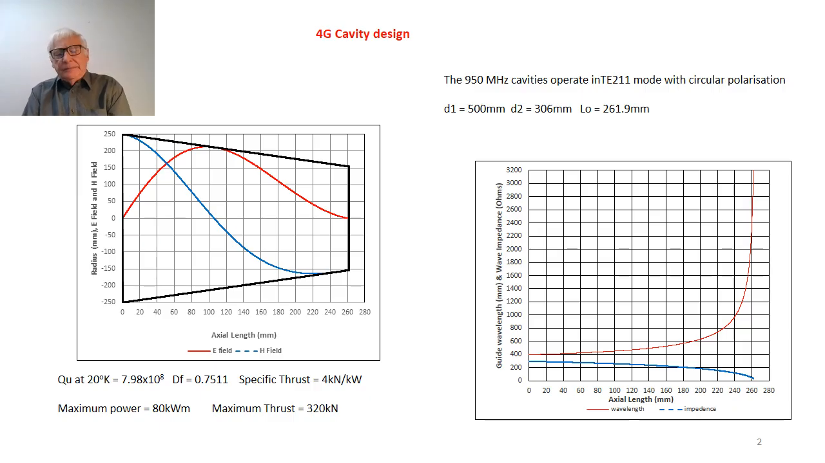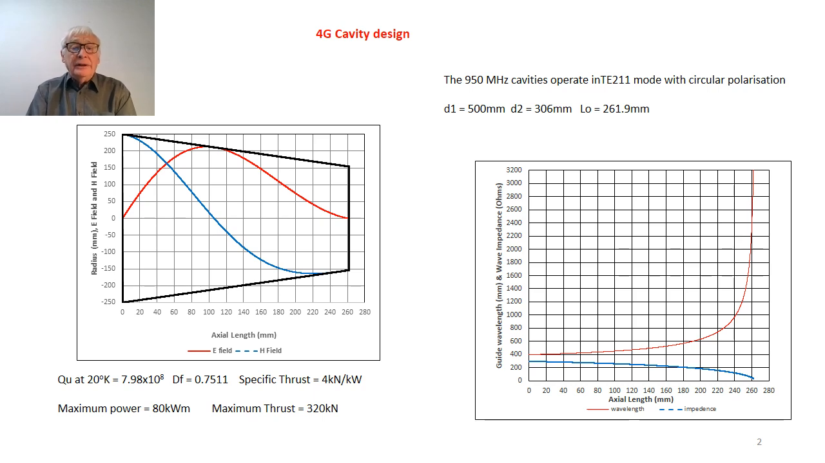From this particular design, we would look for a QU at 20 degrees Kelvin of 7.98 times 10 to the 8th. That's a pretty huge Q. And with a design factor of 0.7511, we get a specific thrust of 4 kilonewtons per kilowatt. That's getting on for half a ton per kilowatt, which is a very useful specific thrust to get.